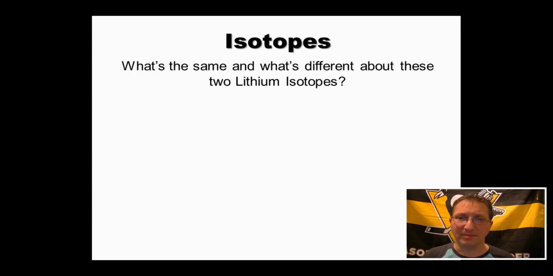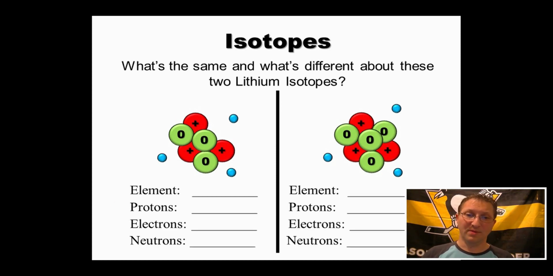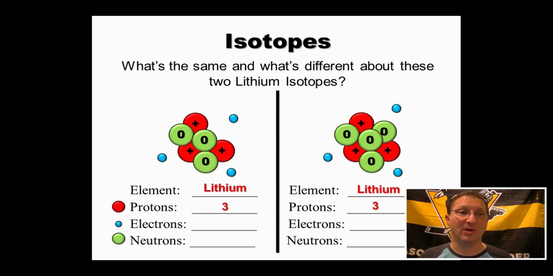In fact, let's compare them. If we look at these 2 versions of lithium, we can put a line down the middle and look exactly at what's different and what's the same between them. First of all, we know that the element for both is lithium. Why? Because they both have 3 protons. What else do we know? We also know that they have 3 electrons. We can count them, 1, 2, 3, 1, 2, 3. And we see that the one on the left has 3 neutrons and the one on the right has 4 neutrons.